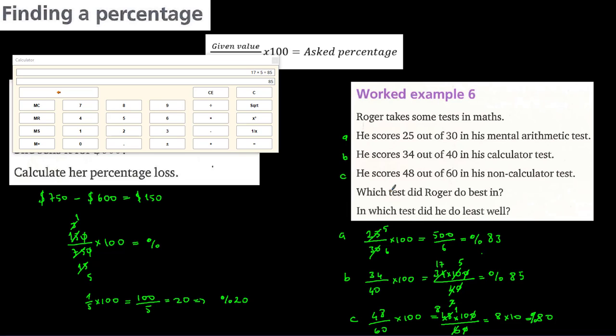With respect to which test Roger did the best in, it is the calculator test. This is the best test, and the least one is this one, which is 48 out of 60, the non-calculator test.